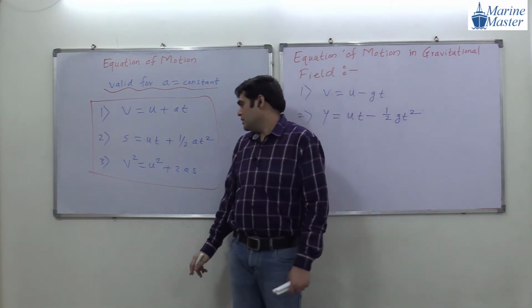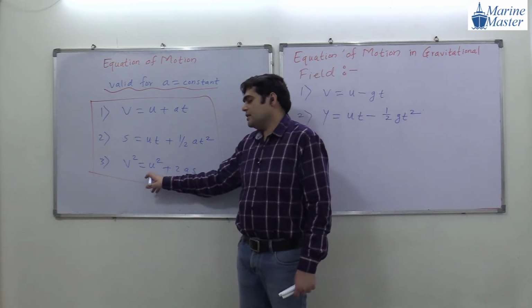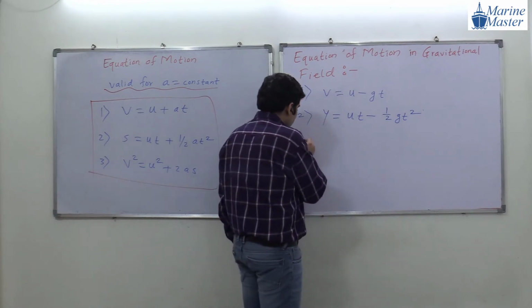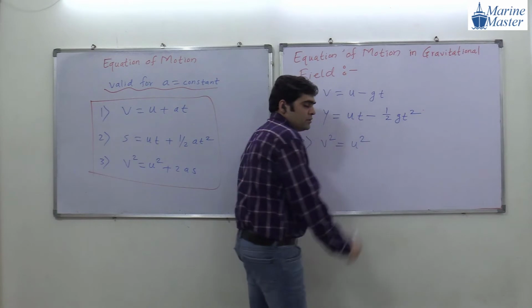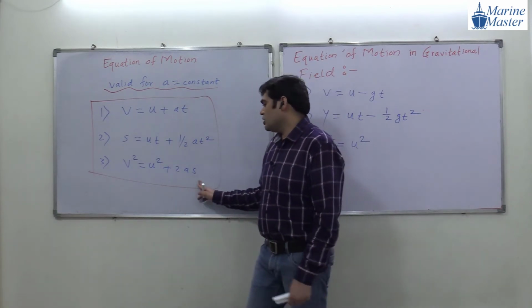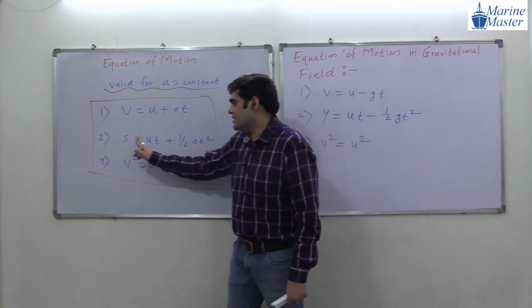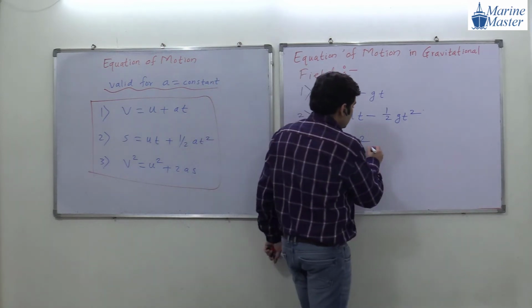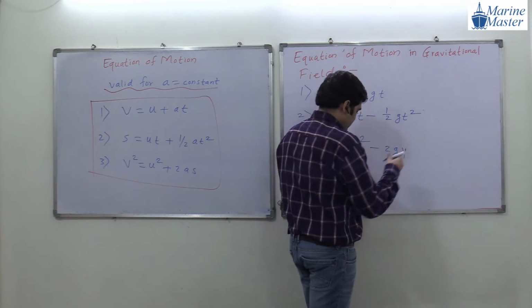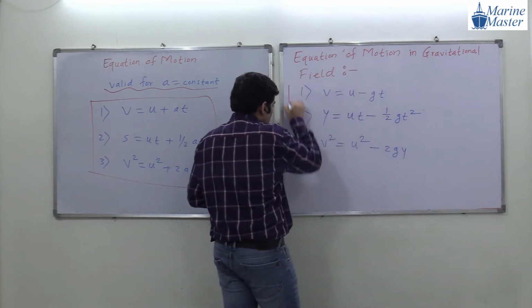Then the third one: v square is equal to u square, and instead of s, replaced by y, so minus 2gy.